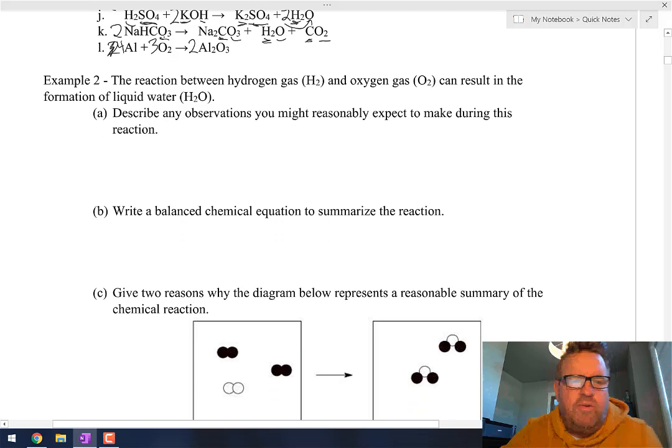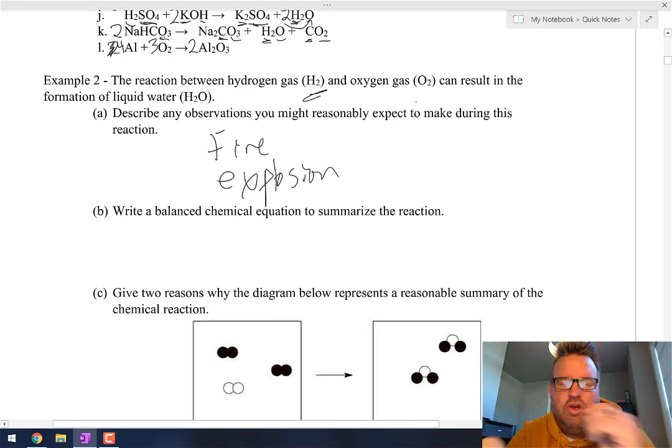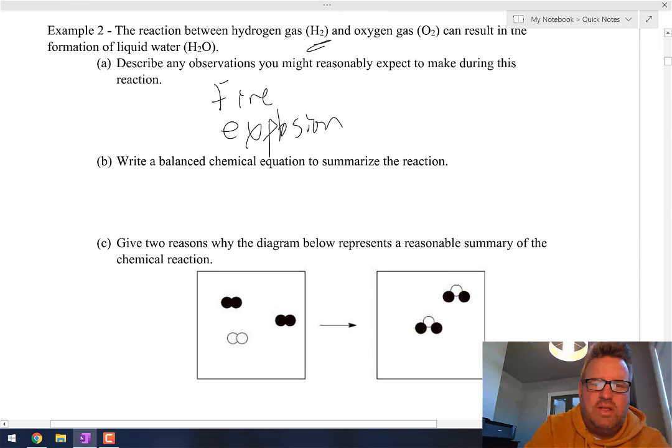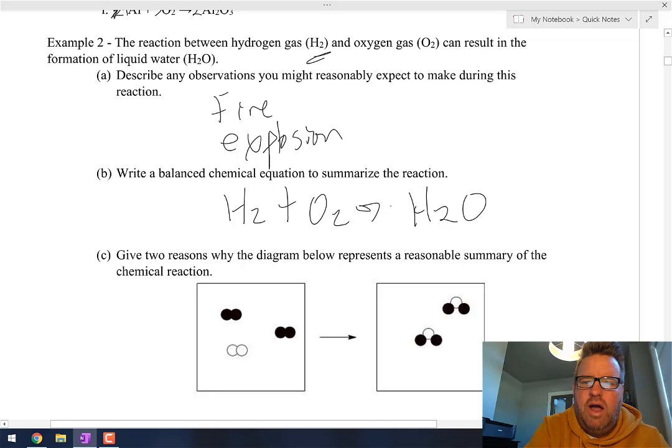Okay, example 2. I'm going to move a little quicker through these. The reaction between hydrogen gas and oxygen gas can result in the formation of water. Describe any observations you might reasonably expect to make during this observation. This is a combustion reaction where the hydrogen is going to burn. So you might see fire, you might see an explosion. You're definitely going to see some type of energy release. Okay, a balanced equation for this is H2 plus O2 makes H2O. We do need to balance that. So we do have 2 oxygens here. Here we only have 1, so we need a 2 there and a 2 there.